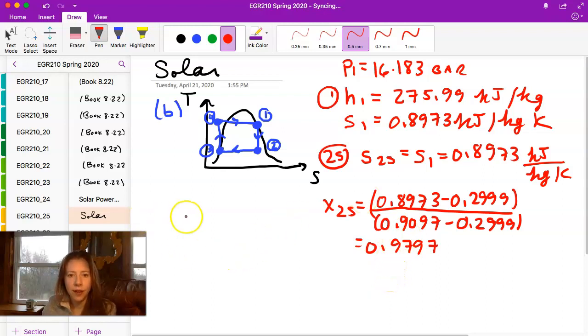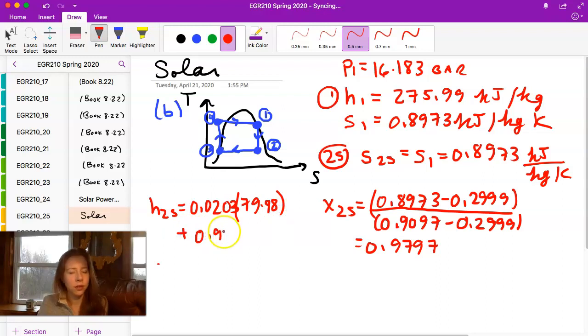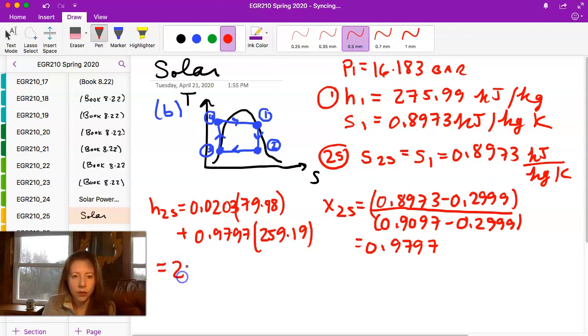And so then we can go ahead and find H2S, which is just going to be 0.0203 times 79.48 plus 0.9797 times 259.19, which is going to give us 255.54 kilojoules per kilogram.